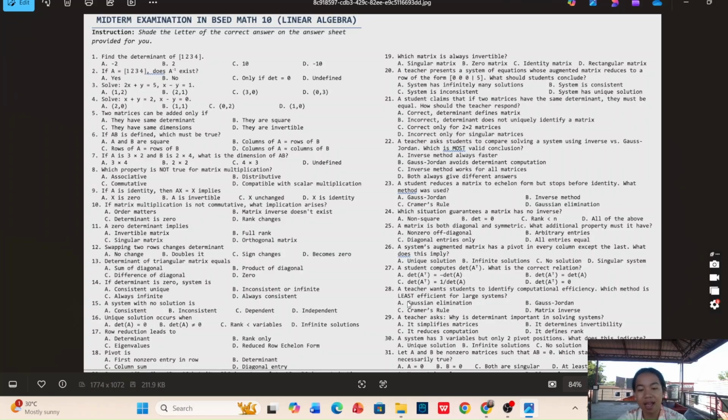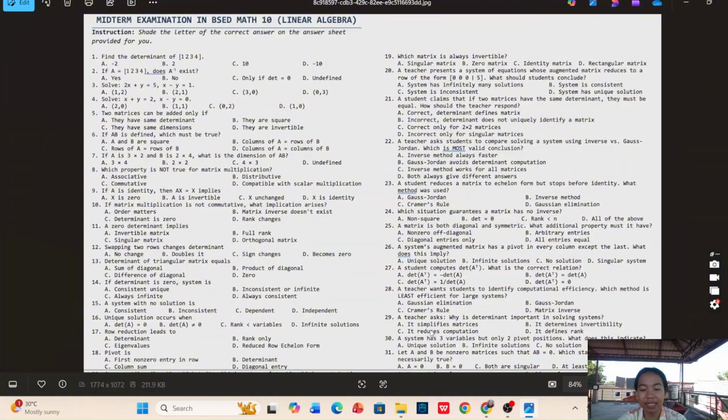Number 28. A teacher wants students to identify computational efficiency. Which method is least efficient for large systems? The correct answer for number 28 is letter C. Cramer's rule is inefficient for large systems due to repeated determinant calculations. So the answer is letter C.